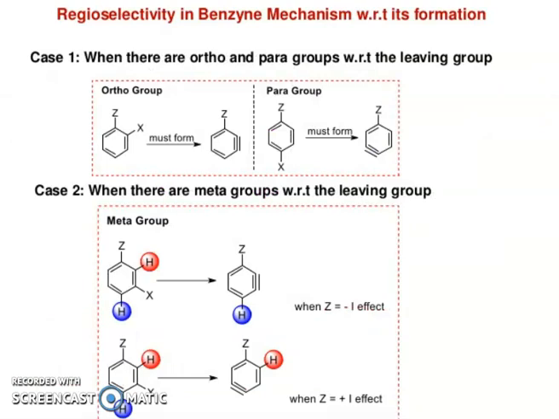Regioselectivity in benzyne mechanism with respect to its formation. When there are ortho and para groups with respect to the leaving group, you can see the ortho group must form benzyne, and the para position must form this. So when there are meta groups with respect to the leaving group, you can see the formation of benzyne at different positions. Z is equal to minus I effect and Z is plus I effect. Just remember, that is very important. Ortho position, you have the benzyne, and para position, you have the benzyne, but with different effect.